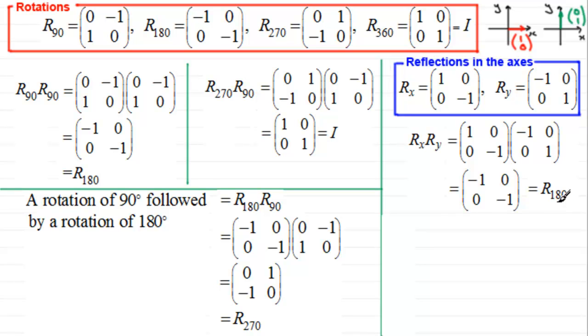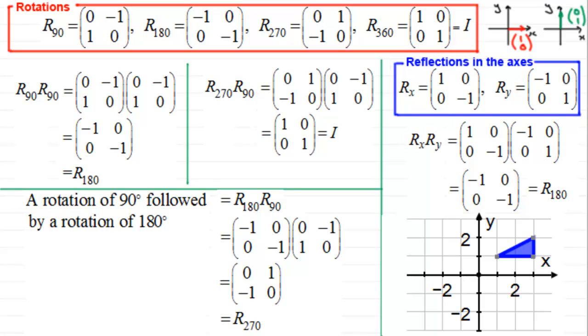And I can demonstrate that this works just by taking a particular shape on a grid. Let's suppose we have this triangle here drawn on this grid. Now, if I do Ry first of all on this shape, a reflection in the y-axis, then that triangle will move over to here. And now I'm going to follow this with Rx, a reflection in the x-axis. So it's now going to move down to there.